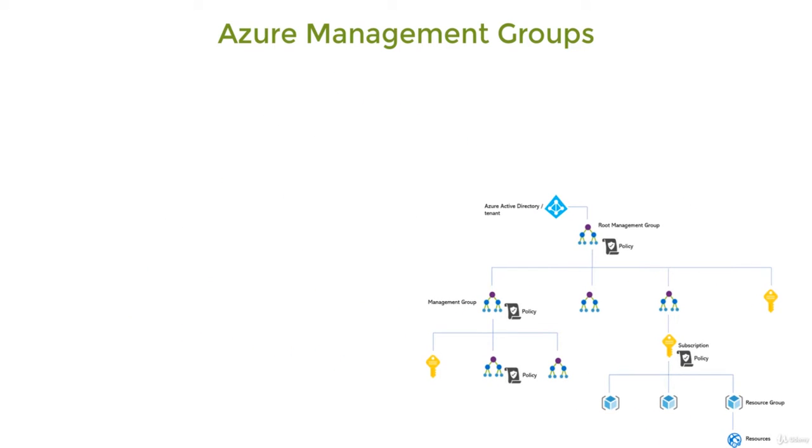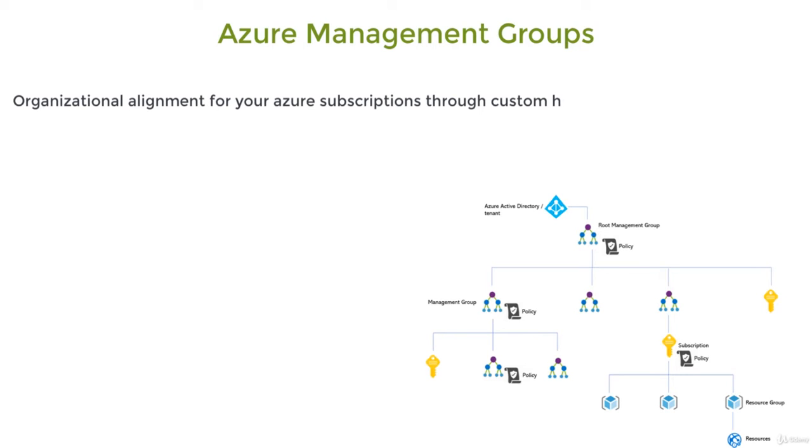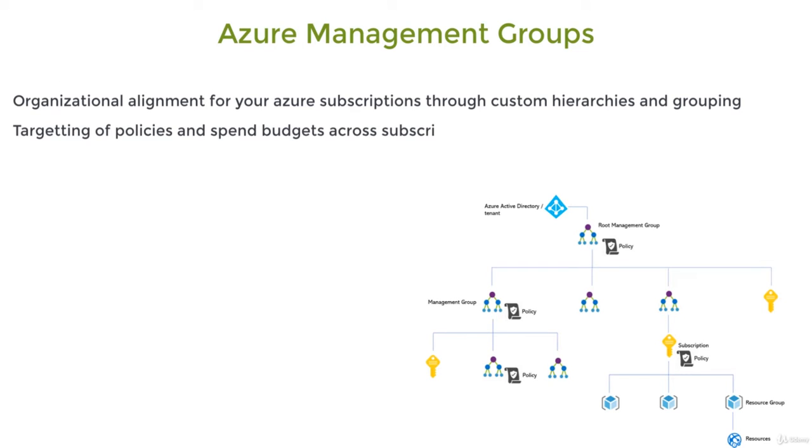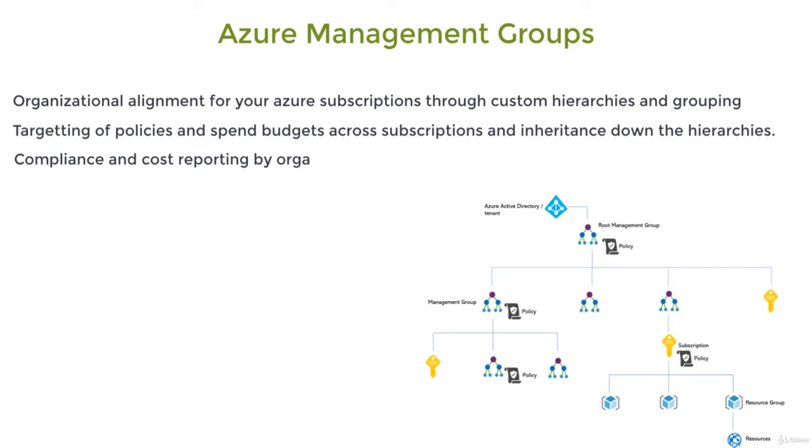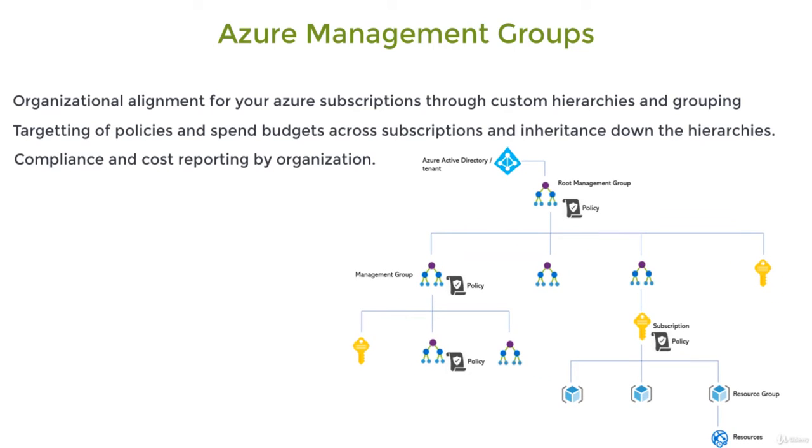Management groups will help you align your organization for your Azure subscriptions through custom hierarchies and grouping. You can also do targeting of your policies and spend budgets across subscriptions and inheritance down the hierarchies. Compliance and cost reporting by organization, for example, business units or teams, can also be done with the help of management groups. All subscriptions within a management group automatically inherit the conditions applied to the management group.